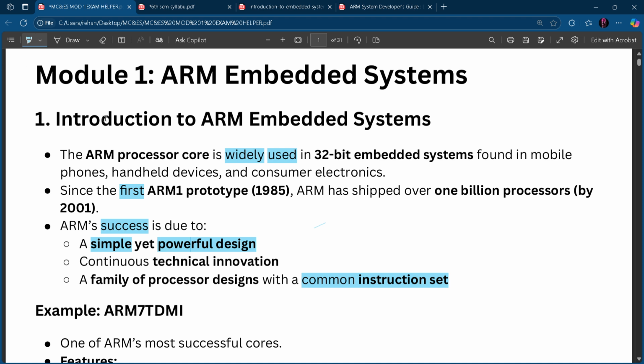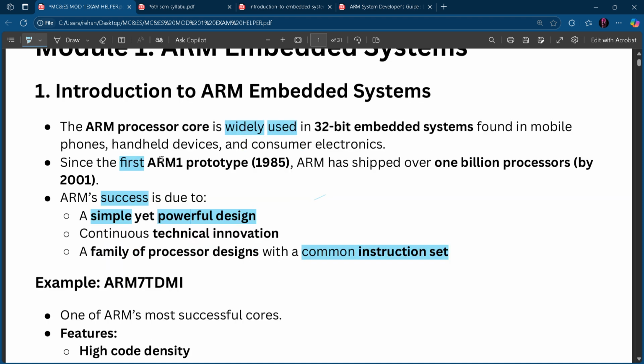Before we start with the RISC design philosophy, we'll have to do an introduction to ARM embedded systems. I have highlighted a few things which will help you remember, like the ARM processor core is widely used in 32-bit embedded systems. So you always have to remember this 32-bit thing. Later we will be talking about 16, 32, 64, or sometimes supercomputer stuff, but that will be in the third or fourth module, not now.